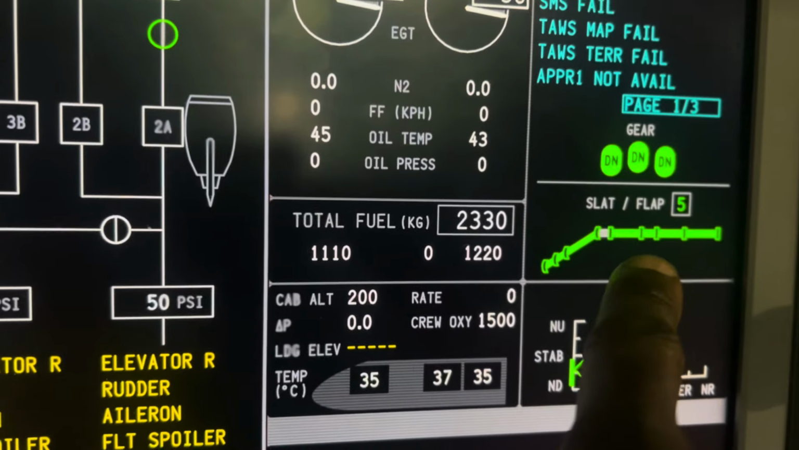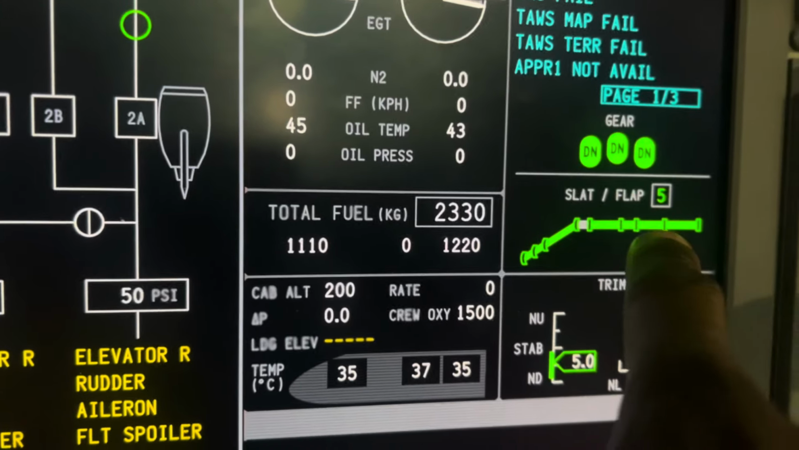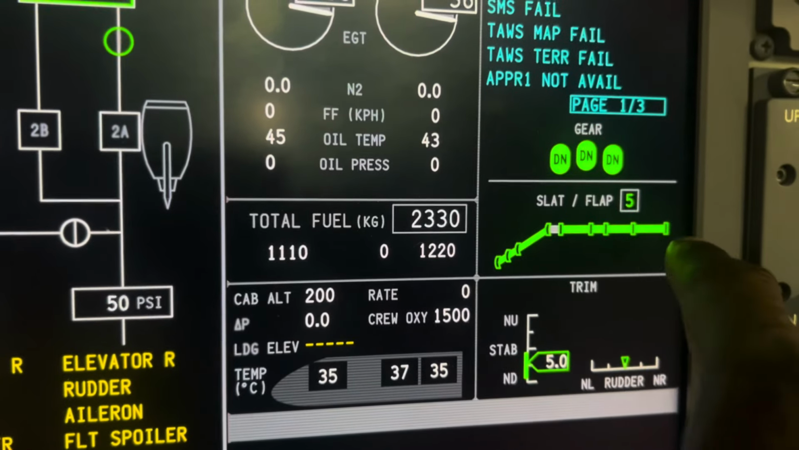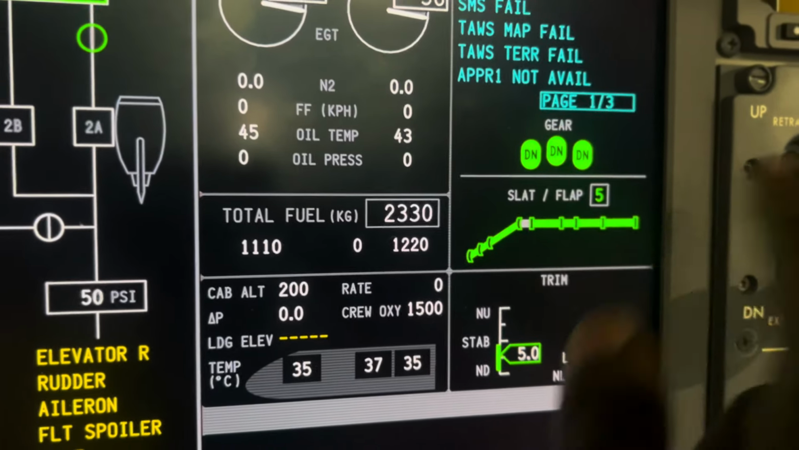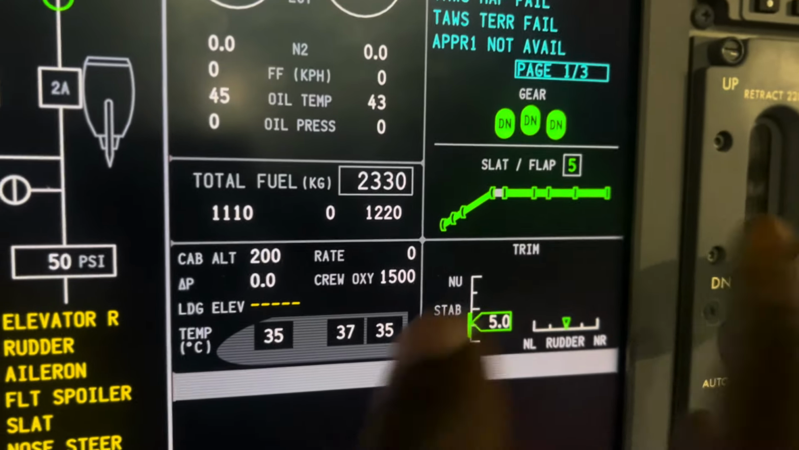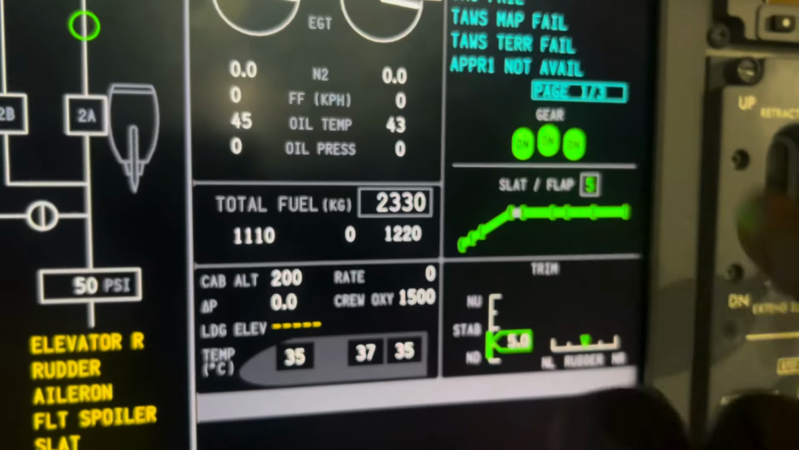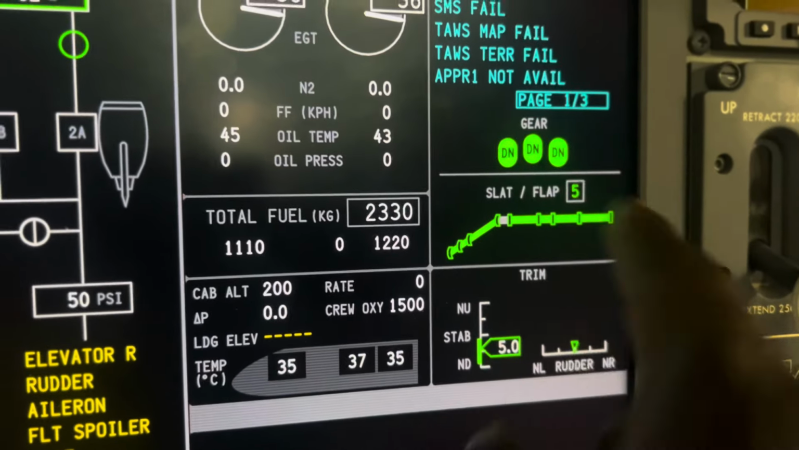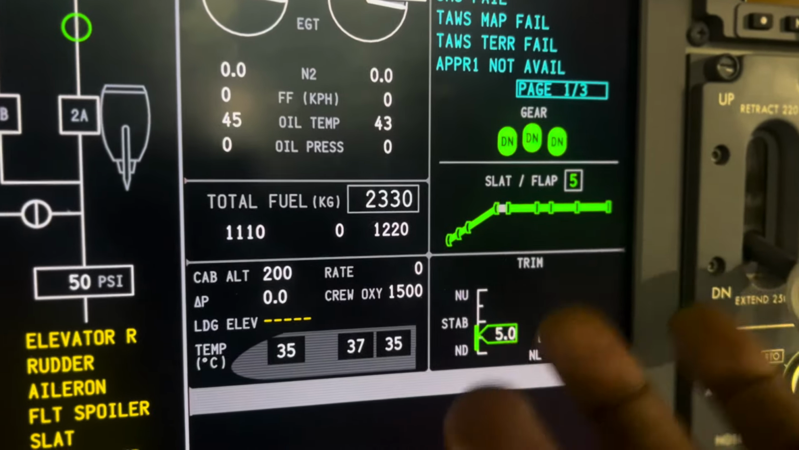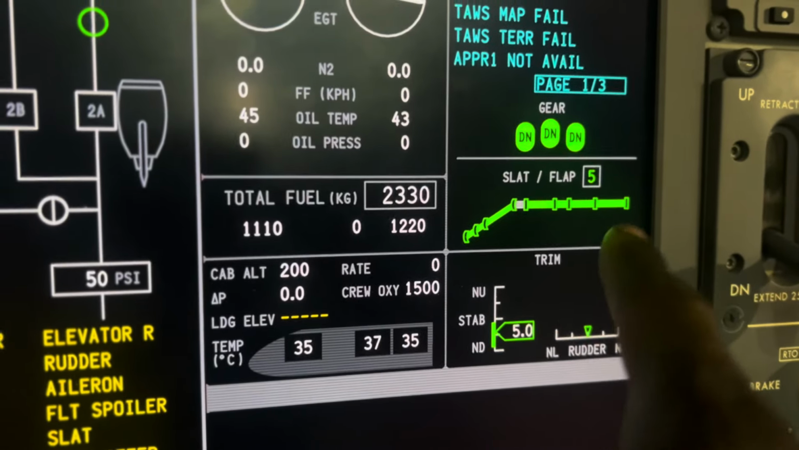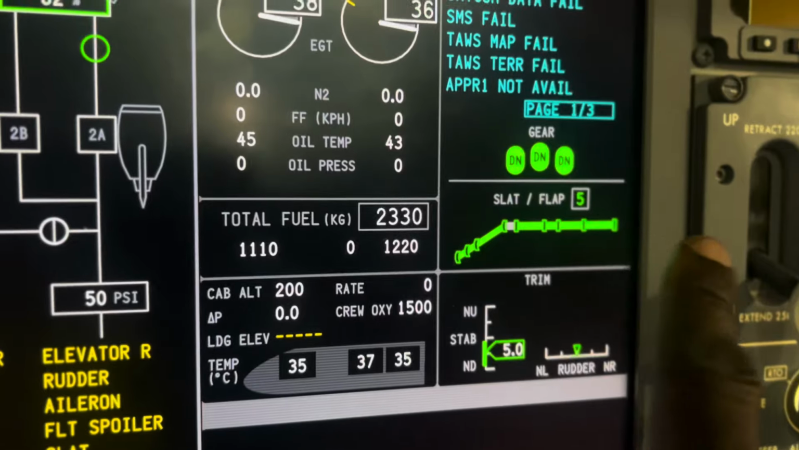As you can see, this bar right here is for my slat, and this is for my flap. Right now it's saying 5 degrees, because I already extended my flap. The reason is that we have to do some inspection and lubrication of the landing gear, so it requires us to extend and retract the flap. So right now my flap and slat are fully extended, right?